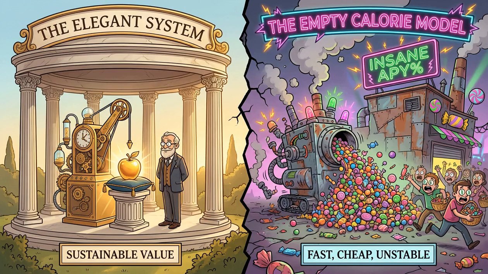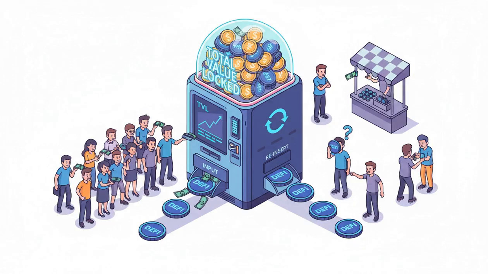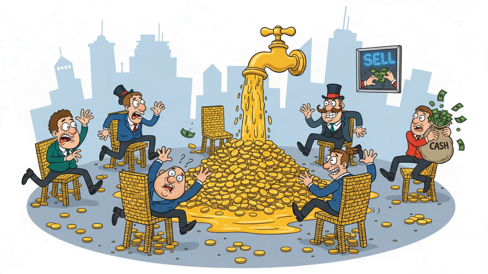Now for every elegant system like Maker, what I find is there are a dozen that look more like a sugar rush. I call this the empty calorie model. You've seen them. Protocols offering insane APYs, funded by printing their own token at a furious rate. The metrics look amazing at first. Users pour in, total value locked skyrockets. But what you might find is that you've just built a very elaborate vending machine that only dispenses more of its own stock. There's no real reason to hold the token.